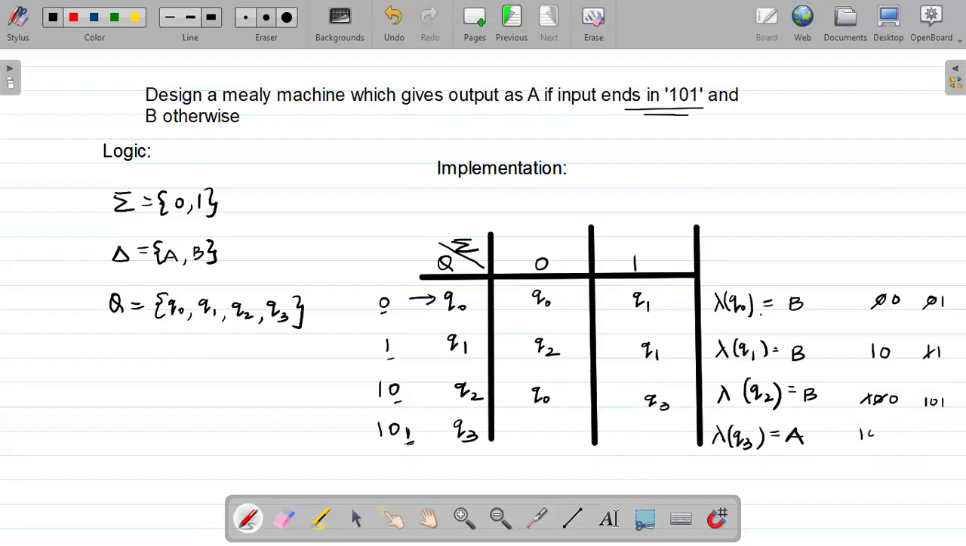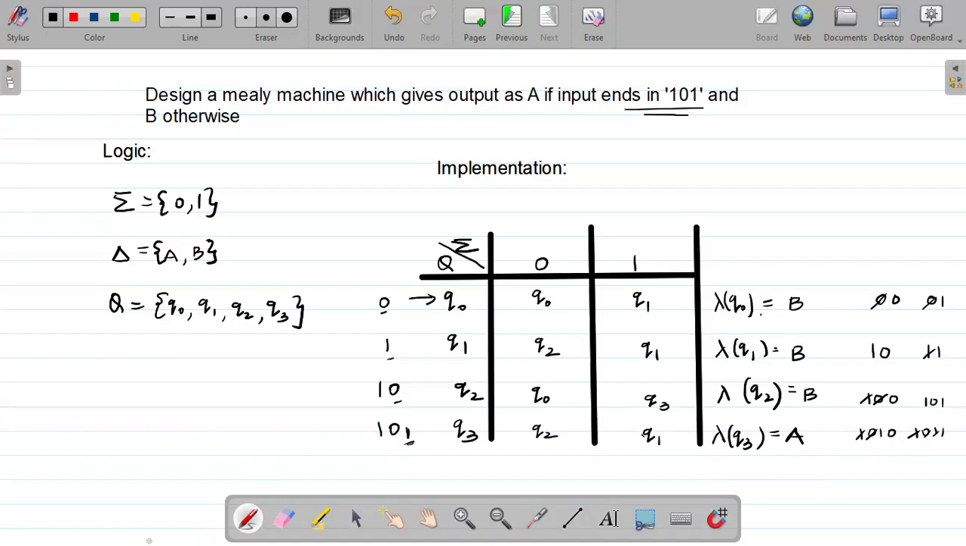We are having 1, 0, 1, and 0 comes in. So there is no state for 1, 0, 1, 0. For 0, 1, 0, is there any state? No. For 1, 0, yes, there is a state which is Q2. With 1, 0, 1, 1 comes in. So it becomes 1, 0, 1, 1. Any state for 1, 0, 1, 1? No. 0, 1, 1? No. 1, 1, there is no state. A single 1, yes, there is a state which is Q1.